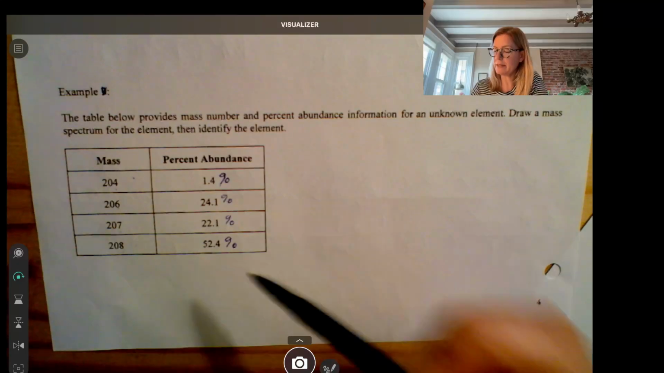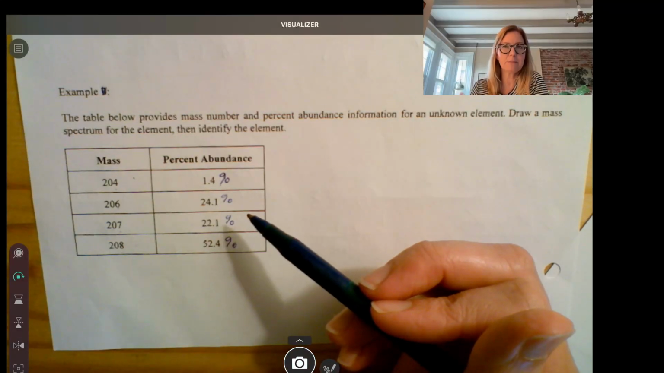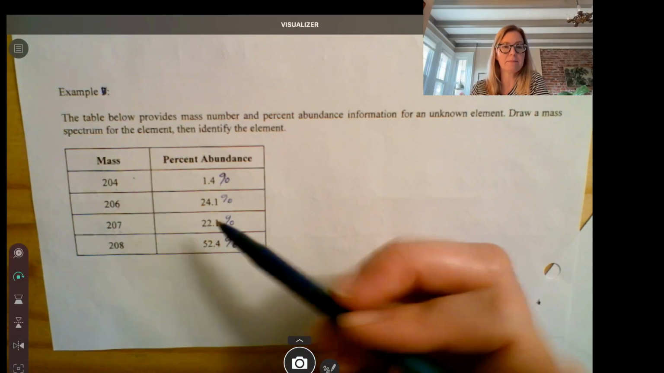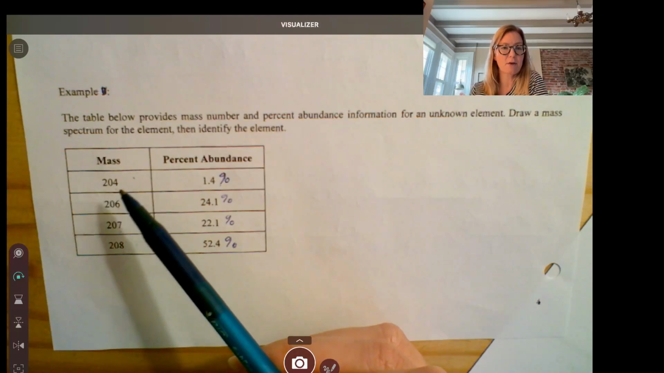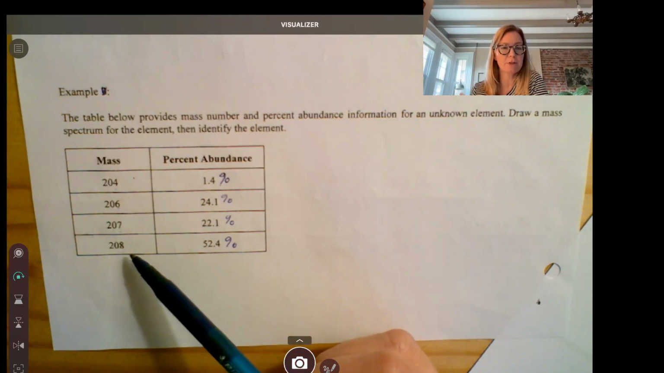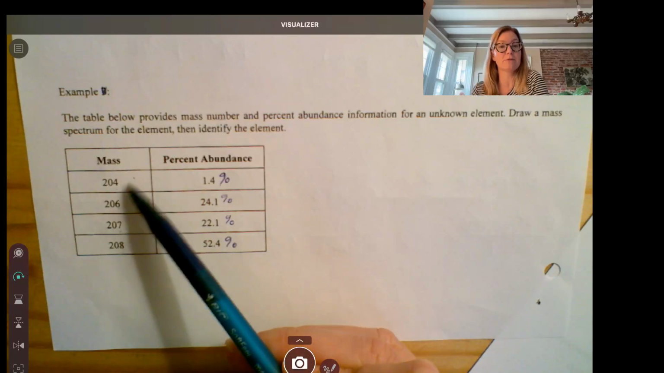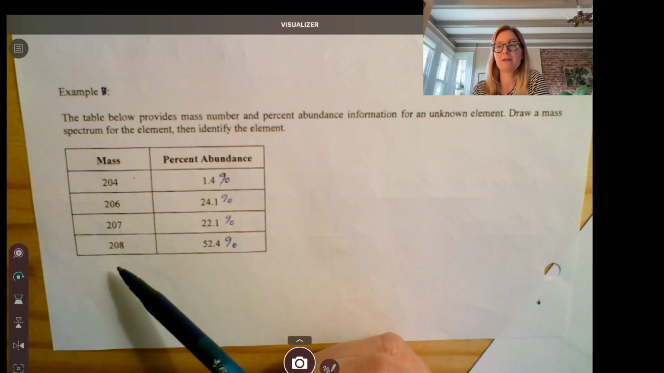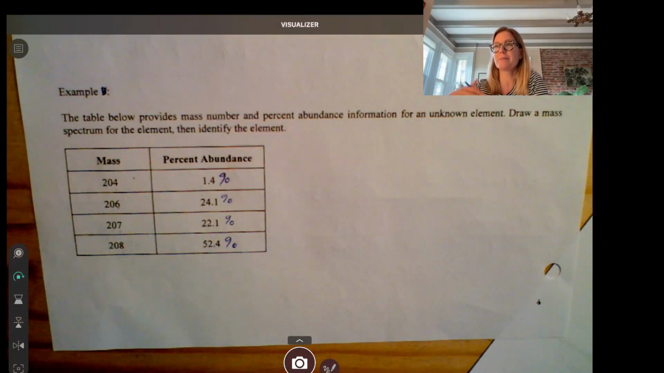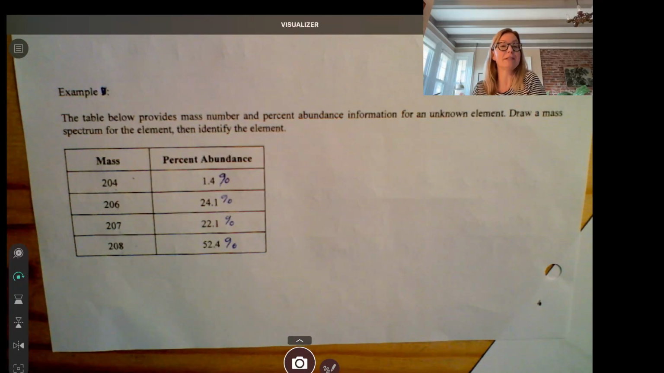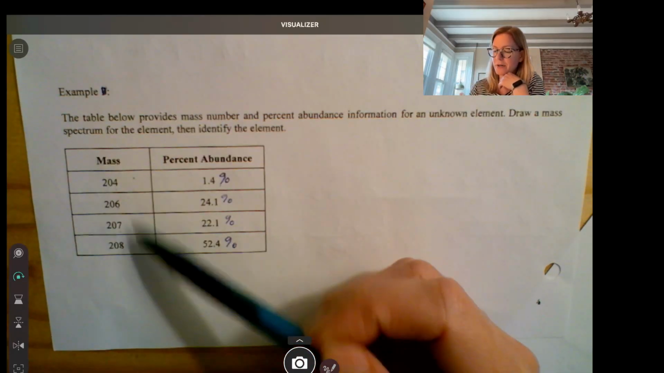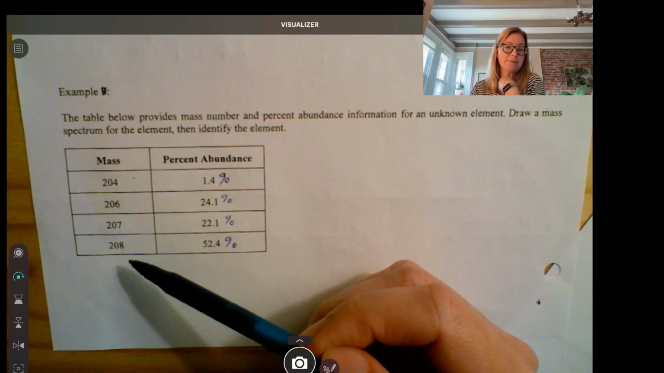So we should be able to, before we calculate anything, predict what element this is, okay? If the masses range between 204 and 208, that means the average mass is going to be somewhere between 204 and 208, okay? Just like if your grades in chemistry range from 70 to 100, your average grade is going to be somewhere between 70 and 100, right? If all your grades are between 70 and 100, there's no way your grade could be a 50. Right? So the average has to be somewhere between these.